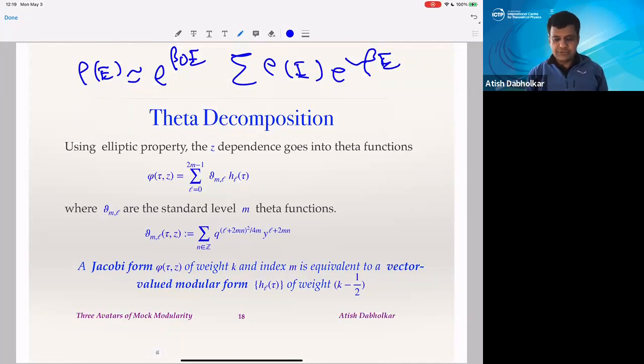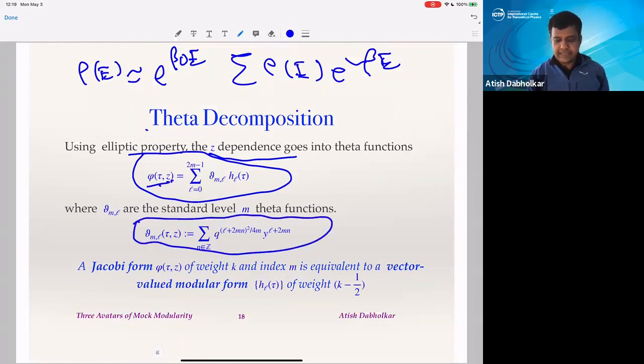So basically using this elliptic property, you can take out the z dependence completely and write it as a sum over theta functions. This is called the theta decomposition. So instead of thinking about a Jacobi form, which is a function of two variables, you can take all the z dependence out in the standard theta functions. These theta functions are well defined, and they make sure that everything is doubly periodic with the right phases and so on. And what you're left with is some vector of modular forms.